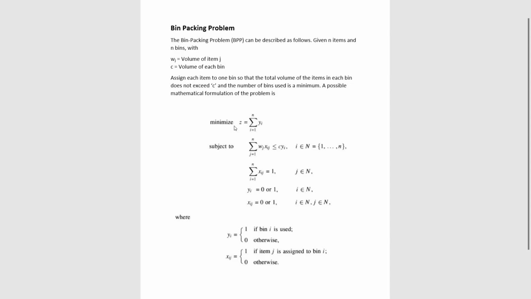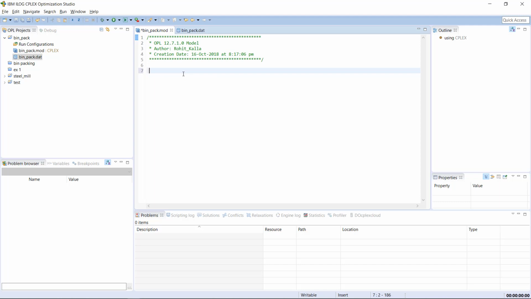The objective function is this one, minimize z equal to sigma i equal to 1 to n of yi. This will give the number of bins required, and there are two constraints in this. The first constraint says that the capacity of any bin does not exceed the number of items in it, and the second constraint says that all items are packed. Now we'll formulate this in Cplex. We'll start with the code now in binpack.mod.